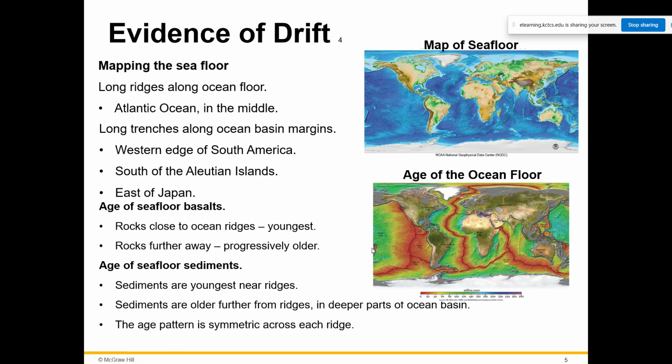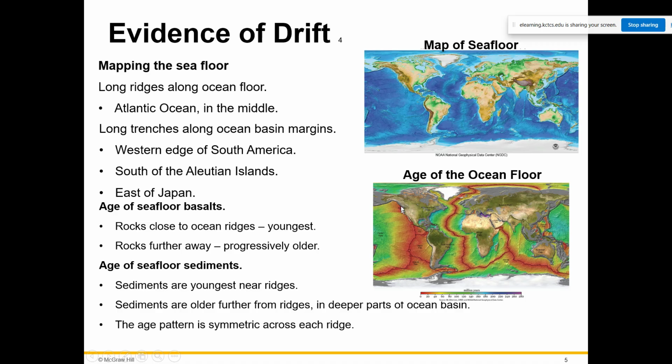Evidence of drift. All right, so besides that, as we got more and more advanced technology, we were able to look at the ocean floor. We have mid-ocean ridges mapped here, where we have a lot of mountain ranges. We can't see them because they're underwater, but if you were to look at the topography of the ocean floor, there are very large mountain ranges all right here, and they are volcanic as well.